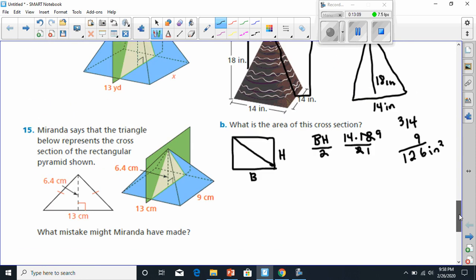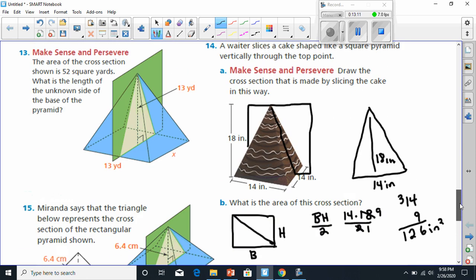And number 15 is yours to do. Oh, finally I'm done. Okay, looks like the rest is for you to do.